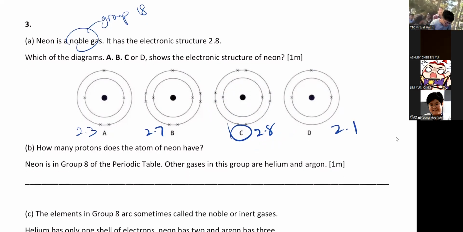So next, how many protons does the atom of neon have? Neon is in group 8. Should be group 18, not group 8, of the periodic table.